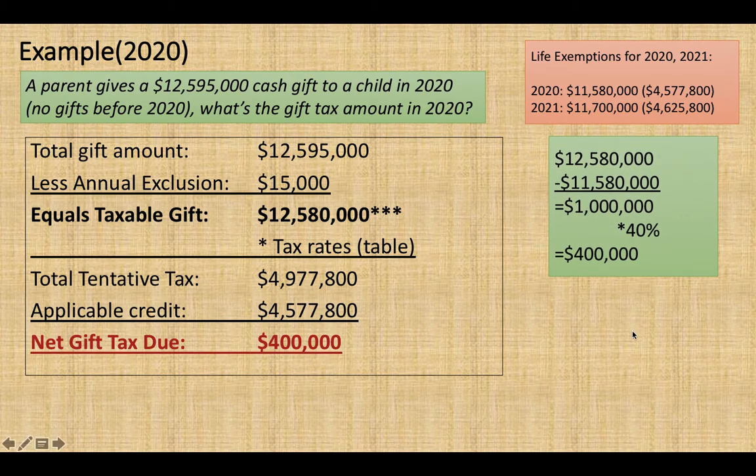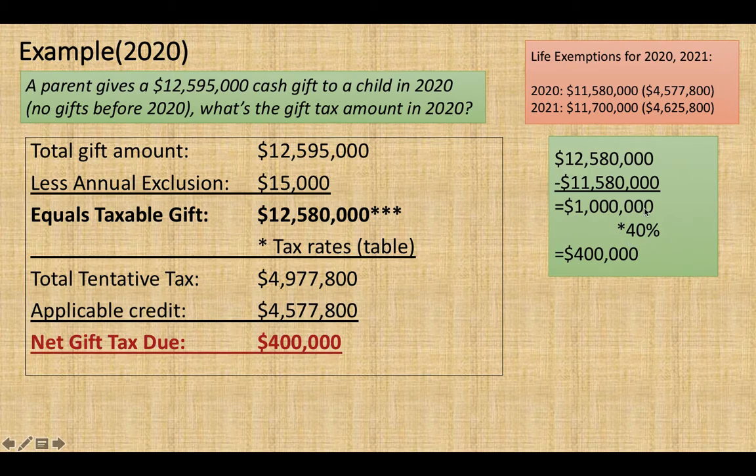For the real calculation, you use Form 709. So you're going to use the credit, since you never used the exemption amount. However, if you think about it, your taxable gift amount is $12,580,000. Your lifetime exemption amount is 11 million, which gives you a taxable amount of $1 million.